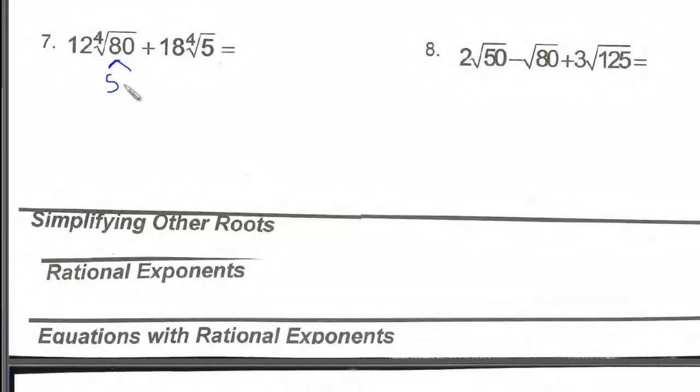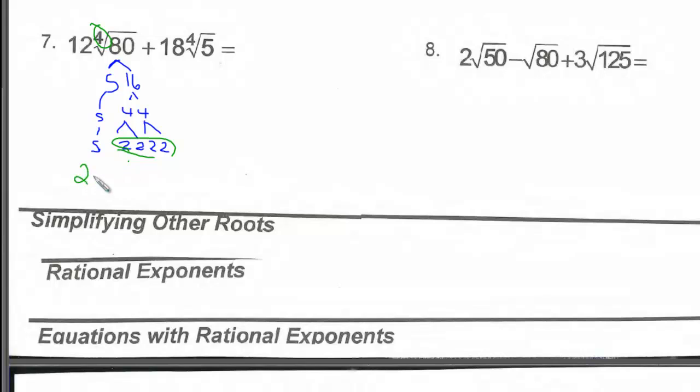Let's simplify 80. When we simplify 80, we get 5 times 2 times 2 times 2 times 2. The index is a 4, so that tells me I'm looking for a group of 4. I have 4 2's, so I'm going to pull out 2 in the front.